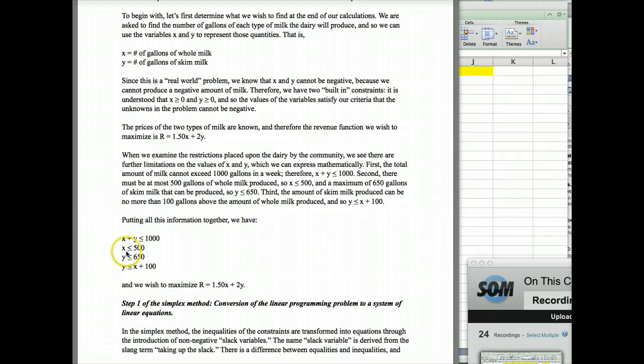For example, x is less than or equal to 100. I don't want the less than or equal to. What happens if I only make 400 gallons of whole milk? Then my slack variable, 100 gallons, is taking up the slack, or what's left over, so I can make this an equality instead of an inequality. Technically you can use any letters you like for slack variables. S, T, U, and V are some of the more common ones. They start at S for slack and then go up from there.